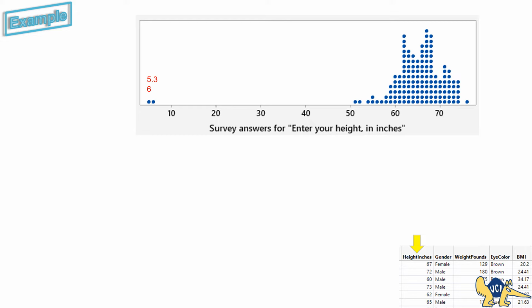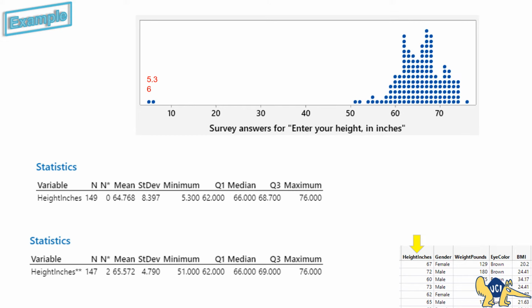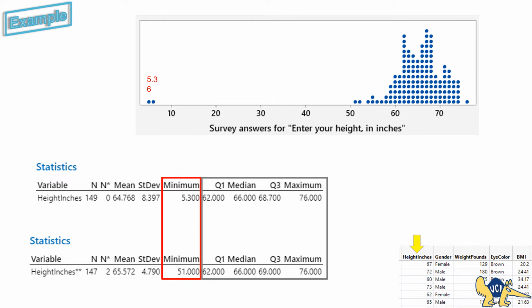But let's look at the impact they have on summary statistics. Obviously, the minimum is hugely impacted since those two outliers are the smallest values. But the rest of the 5-number summary is barely affected. On the other hand, the mean and standard deviation are noticeably different with and without the outliers. It's not surprising considering that those summary statistics use all of the values in the dataset in their computation.